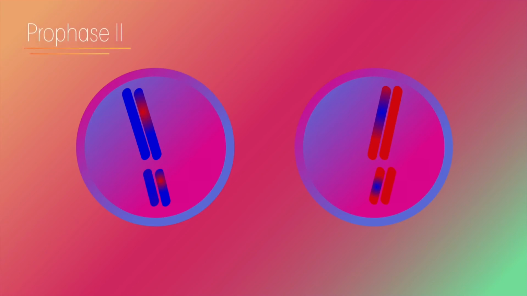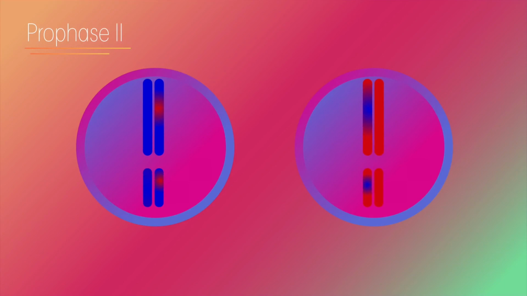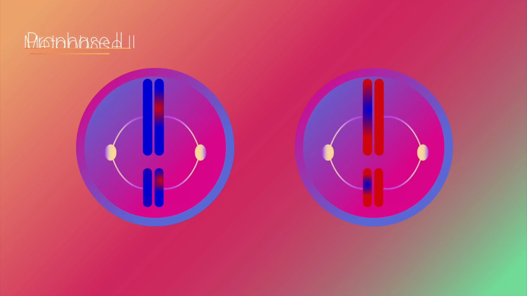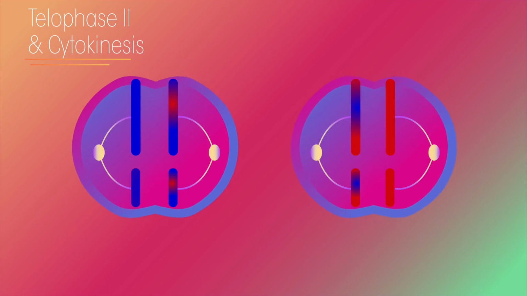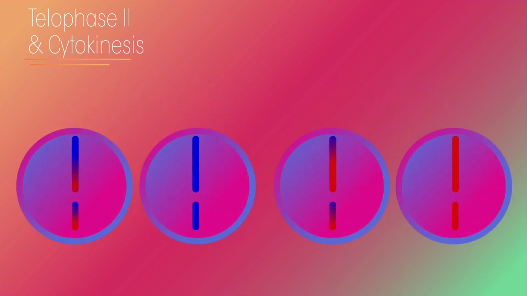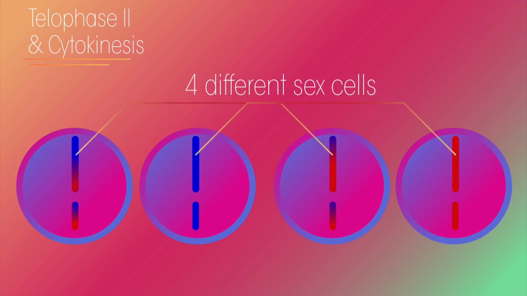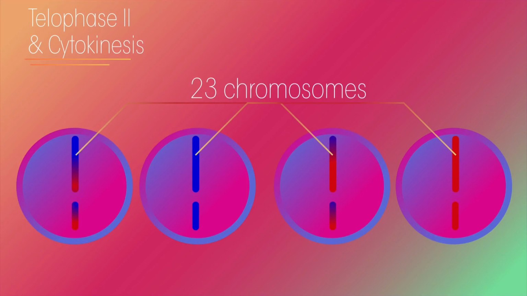We start straight with prophase 2, with chromatin clumping again to form chromosomes. Then they line up in the middle of the cell during metaphase 2, and chromatids are pulled apart during anaphase 2 by the spindle fibers. Telophase and cytokinesis pinch the cells together, with 4 new granddaughter cells being formed. The end of meiosis gives us 4 different sex cells, each with only 23 chromosomes, ready for future fertilization. But that's a story for another video.